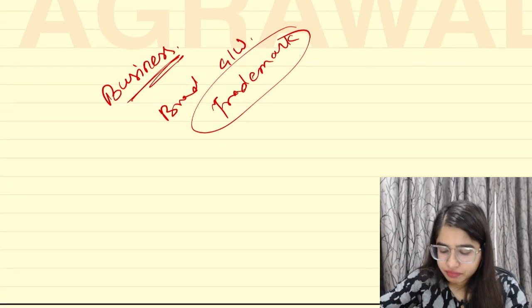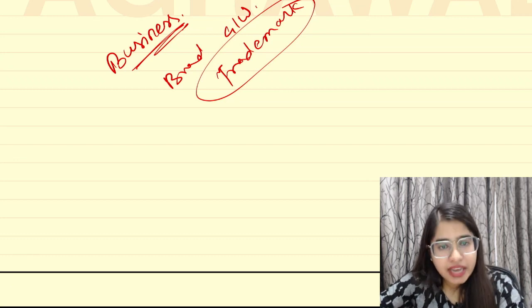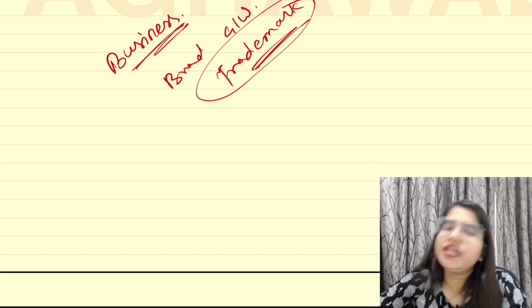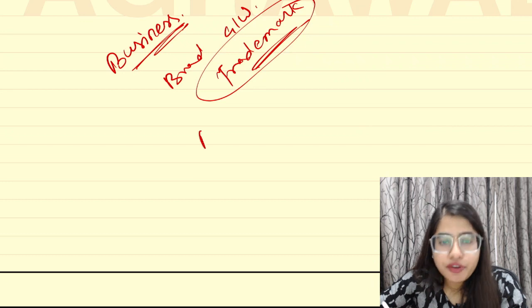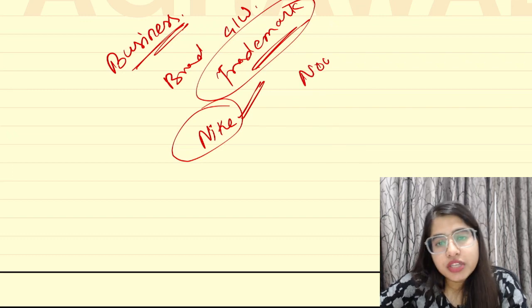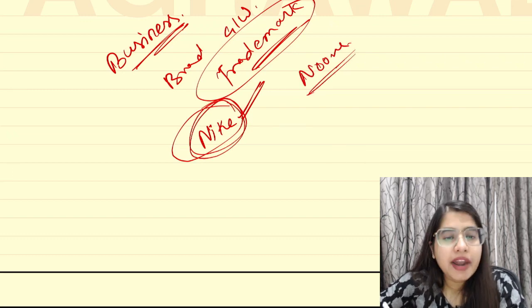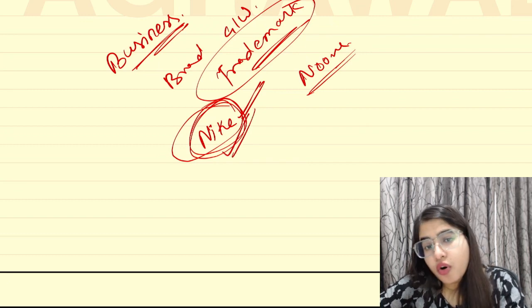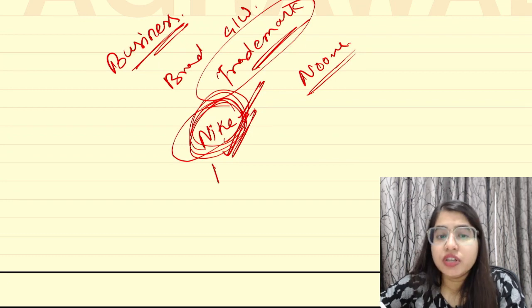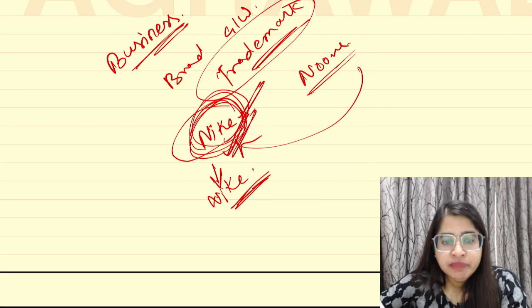Okay. So I was telling you, that is why trademark registration should be done, so that your brand name will be protected and no one will be allowed to use that brand name without your permission. So let's say Nike is your brand name, it is registered, so that no one can use this without your permission. Only the original Nike company can use the name Nike.